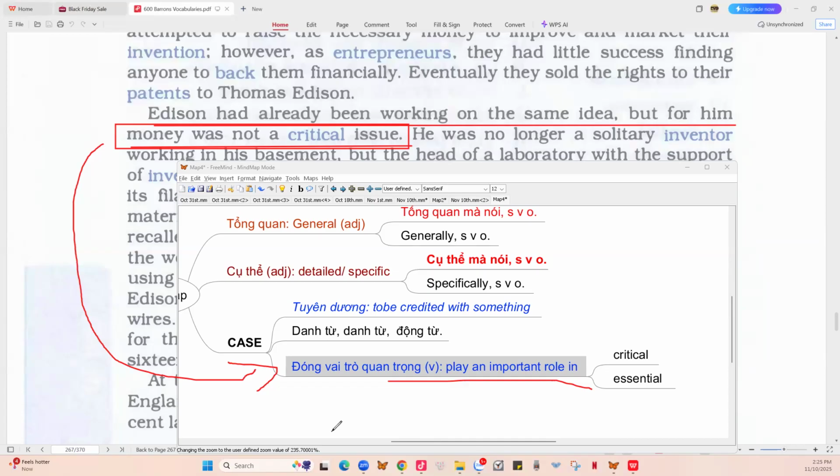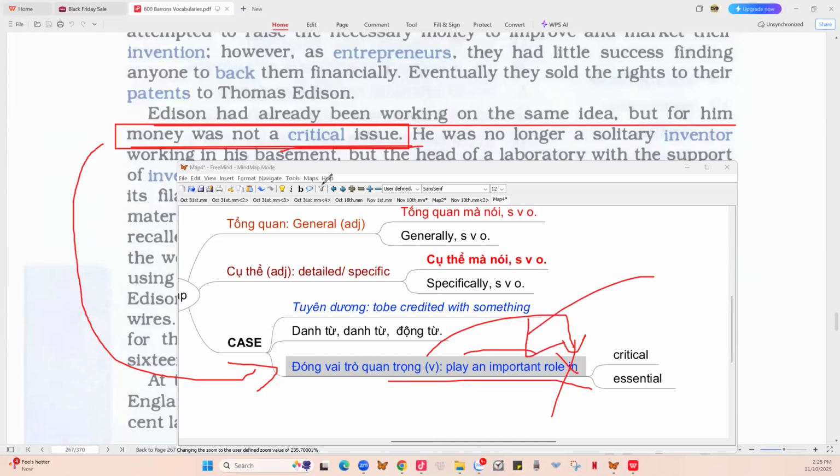Rồi, money was not a critical issue. Thì ở đây đang dùng từ critical, the same as the word important or essential. And here, play an important là đóng vai trò quan trọng trong cái việc gì đấy. Còn nếu không có trong, bỏ nó đi. Okay, if you don't know in which case or in which thing, you just need to delete the part in. Just show people something plays an important role.